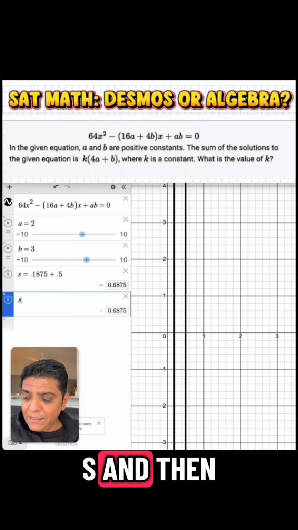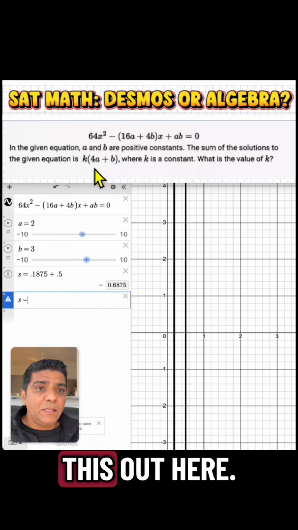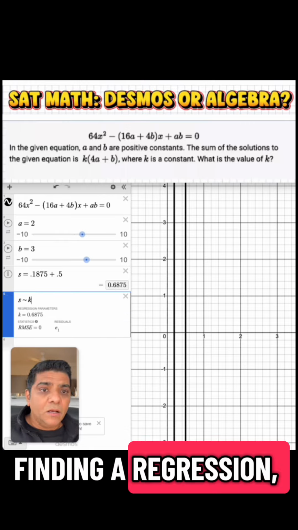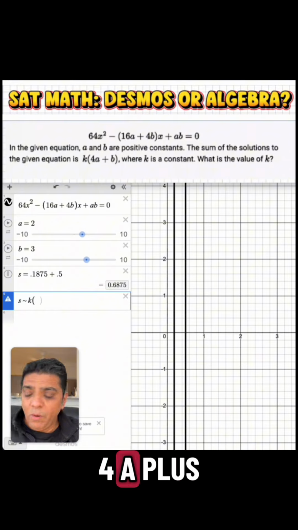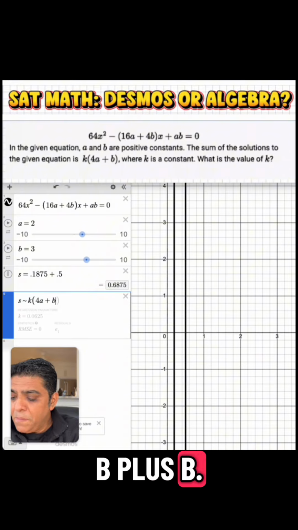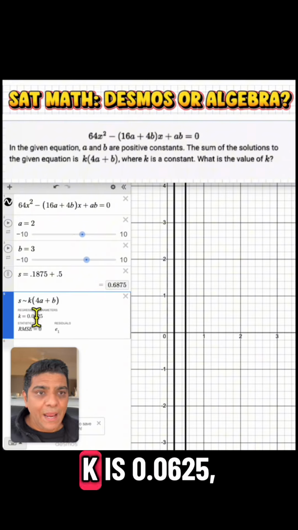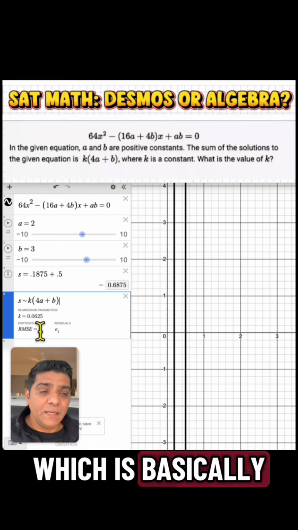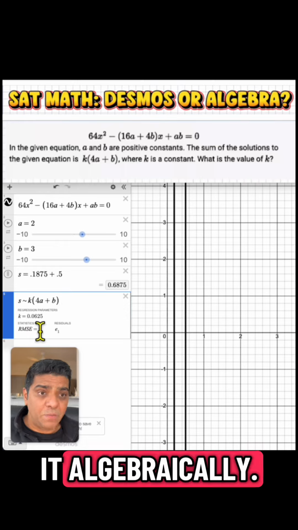We just have to put our s and then put the tilde sign and write this out here, which is basically finding a regression with what we need to find for 4a + b. Okay, so that gives us the answer right here. K is 0.0625, which is basically 1/16th, and that's what we also receive when we do it algebraically. Let me know if you have any questions.